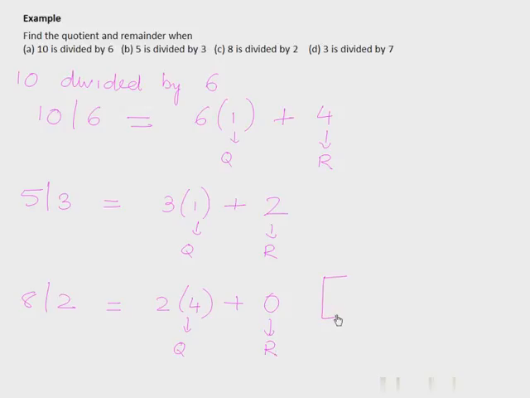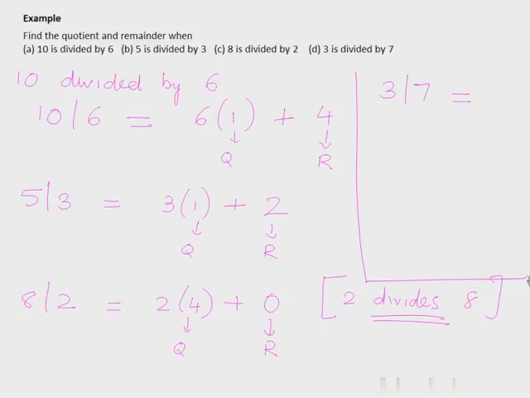We can also say that 2 divides 8. Why? Because it goes into 8 perfectly. There is no remainder. So we use the word divides when the remainder is 0. And the last one, 3 divided by 7. That's interesting. That deserves a box of its own.